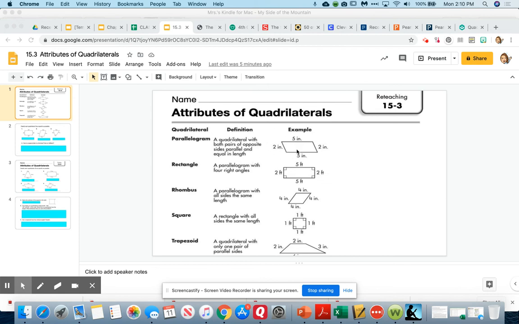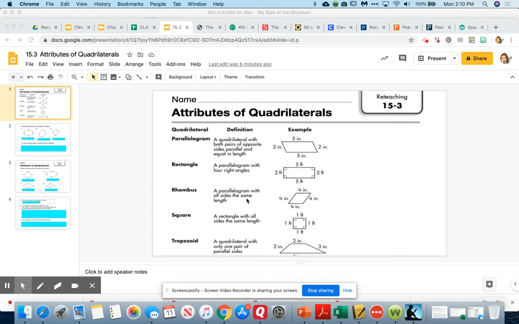A rectangle is a parallelogram. So those 2 sides are the same length, 2 sides same, but it also has 4 right angles. Okay, so is a rectangle also a parallelogram? Yes. Is a rectangle also a quadrilateral? Yes. So a rectangle is a quadrilateral, a parallelogram, and a rectangle.